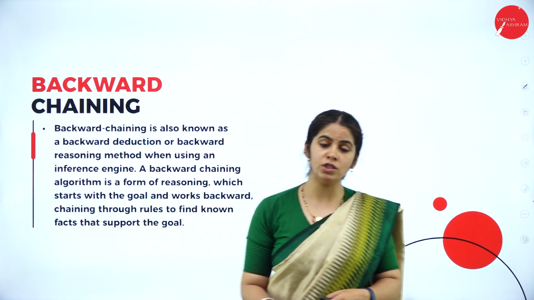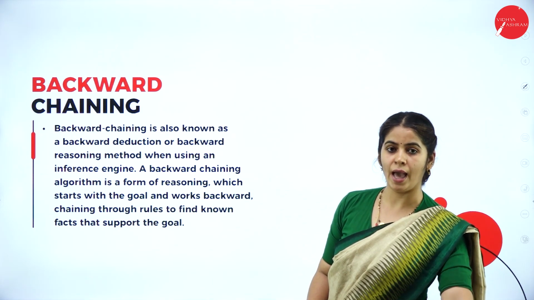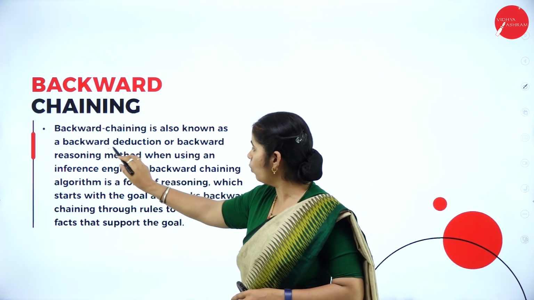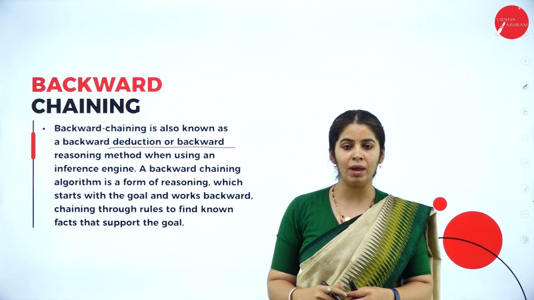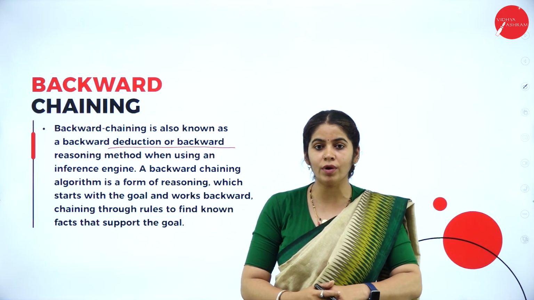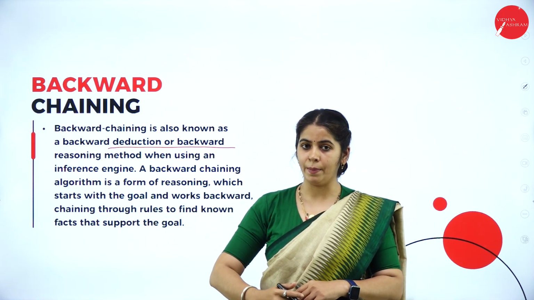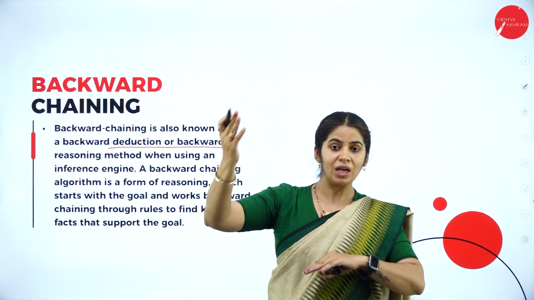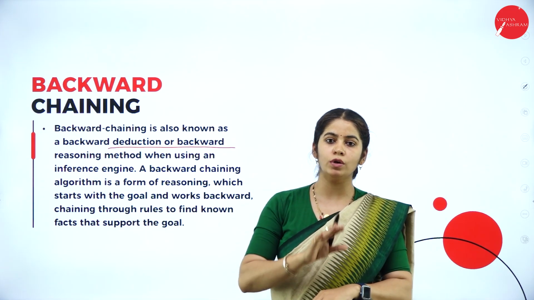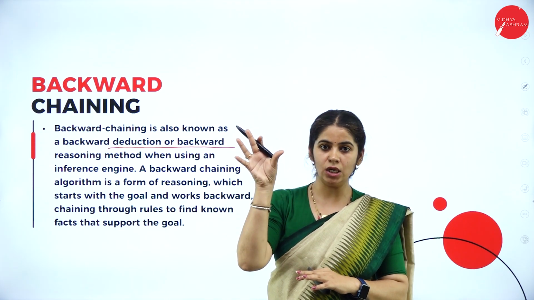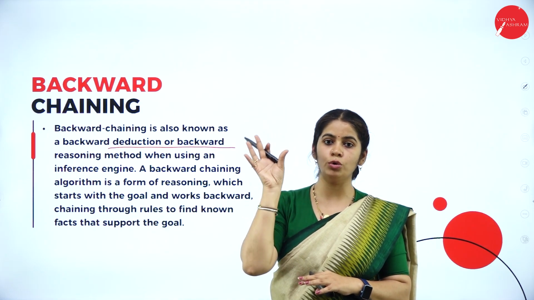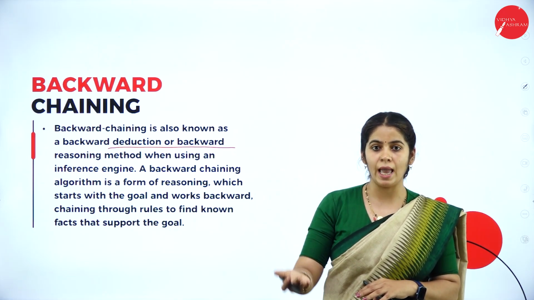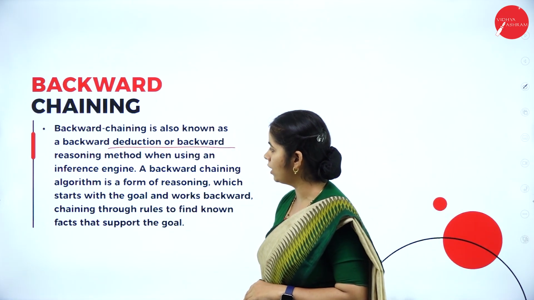Then coming to backward chaining, one more method. What is the one more method we have? That is backward chaining. Backward chaining is also known as backward deduction or the backward reasoning method. As the name itself indicates, we are moving from top to bottom, as in forward chaining we are moving from bottom to top. We don't know the destination, so we use the knowledge. Here we know the destination, we know the result, what should be the output. For that result, what knowledge base can I use? That is the concept of backward chaining or backward reasoning.